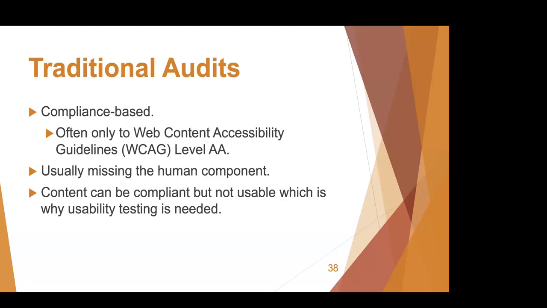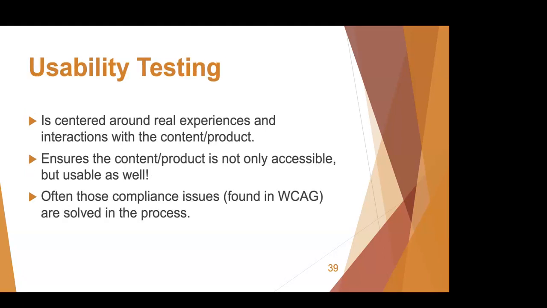So usability testing is centered around real experiences and interactions with the content or product. This ensures that the content or product is not only accessible, but also usable. Those compliance issues that are identified in manual code reviews can often be fixed when people use the website and interact with it. If they're accessibility experts, they will often find the compliance issues just by normally interacting with the page and thoroughly testing every part of it.